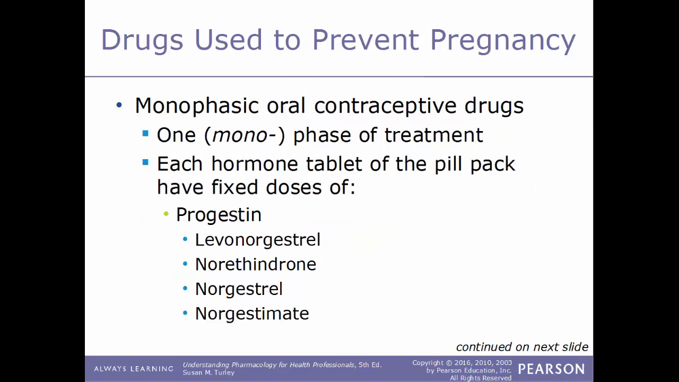Alright, now we'll talk a little bit more about the different categories of these birth control pills. The first one is monophasic oral contraceptive drugs. Of course, the prefix mono means one, so this is one phase of treatment. Each hormone tablet of the pill pack will have a fixed dose of progestin and estrogen. Some examples of drugs that would fall in the progestin category would include the ones listed here: levonorgestrel, norethindrone, norgestrel, and norgestimate.